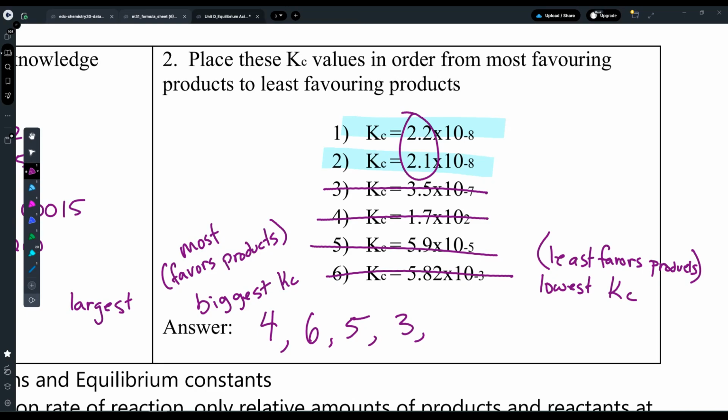So 2.2 versus 2.1, the bigger of the two numbers is the 2.2, so value 1 goes first, so that would be this one, and then value number 2 would be just a tiny bit smaller there. Okay, and that's just because 2.2 is bigger than 2.1. And again, we're focusing on the numbers in front of the times by 10 to the power of -8, just because when you have the same exponent, you got to focus more on the number in front.